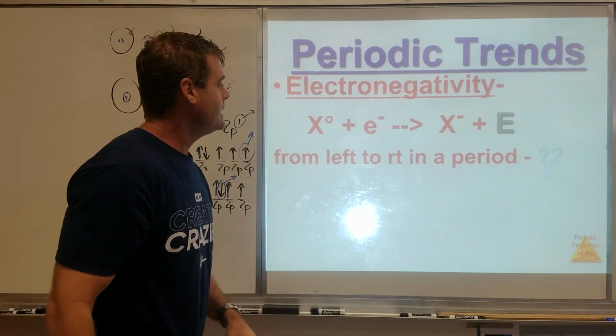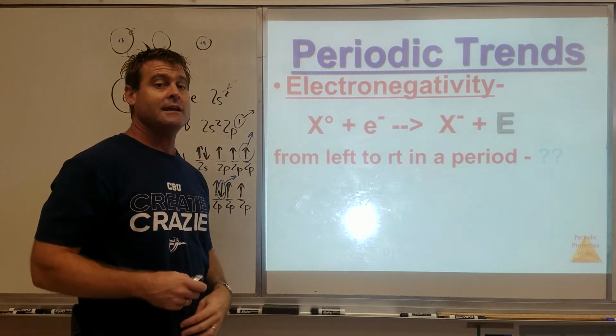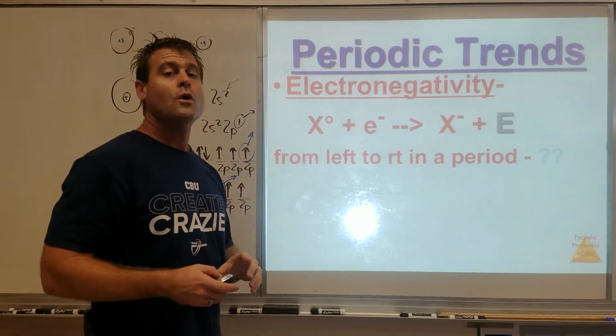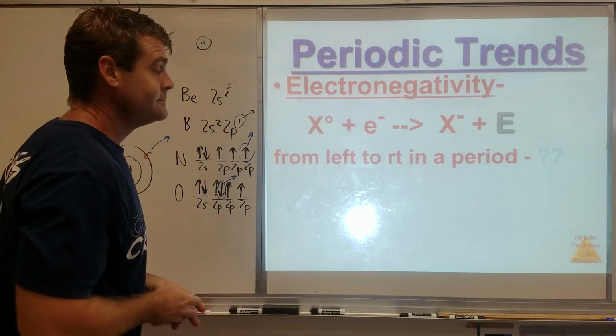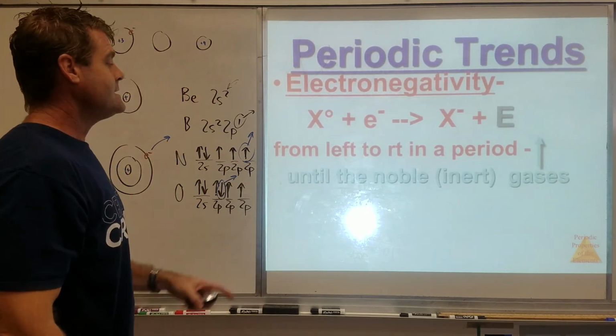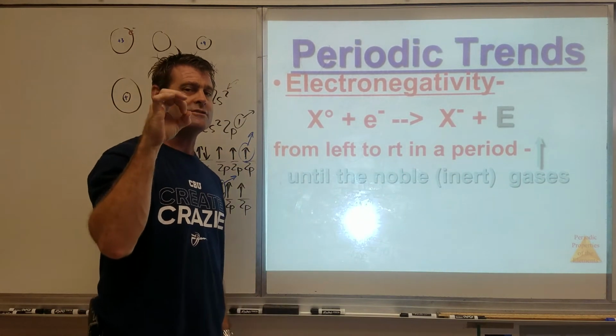So from left to right in a period, let's just go left to right. What do you think happens? Does the electronegativity increase or decrease? Is there a greater and greater attraction for extra electrons, or less and less? It increases, but notice it says until the noble gases. Remember, the noble gases essentially have a zero electronegativity.